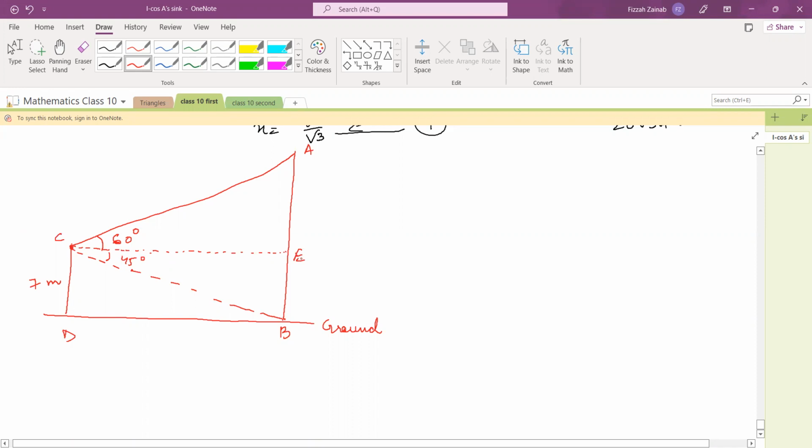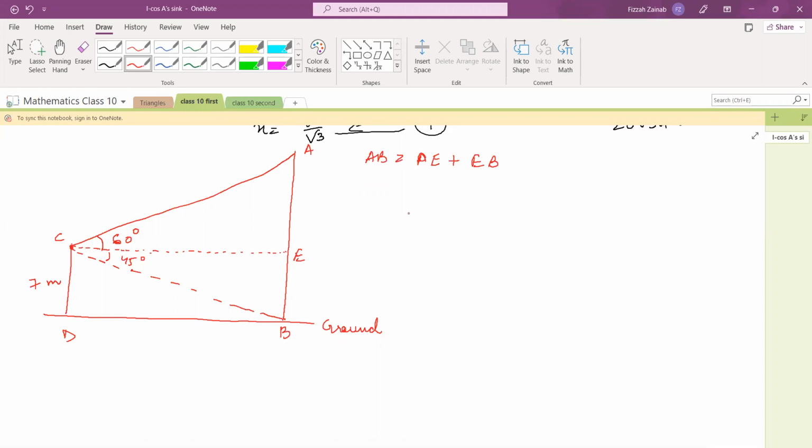So I'm interested in knowing first of all AB. AB I can break like this, AE plus EB, right? Okay. So in the above triangle, let's see what I can use. I'll find AE, and in the other triangle I'll try to find BE, and then I'll add them and I'll get the total height AB. Right, Abdullah?